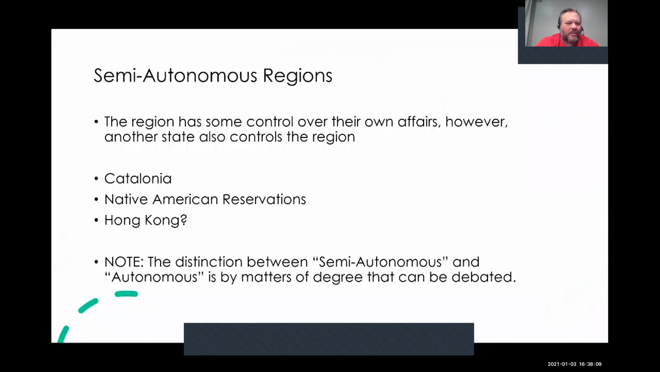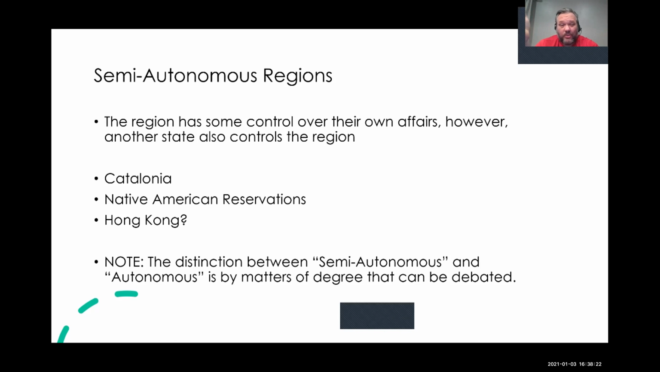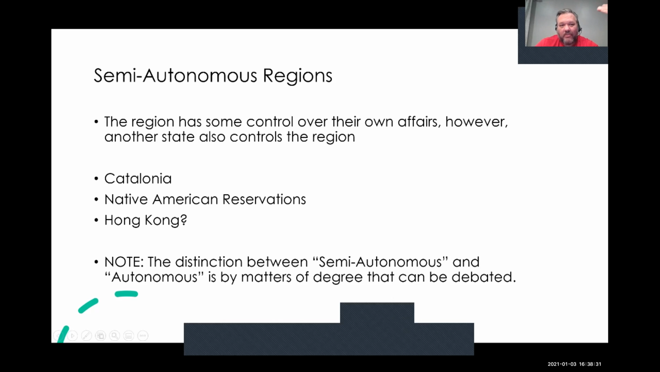Okay, so you can see, again, when we talk about autonomous and semi-autonomous regions, it is the degree of that autonomy. And so there's no one hard and fast line to say, hey, this one's semi-autonomous and this one's autonomous. But when we look at those two, Taiwan and Hong Kong, Taiwan is definitely more autonomous than Hong Kong, and they each have their own issues surrounding their level of autonomy and why China might like to rein that autonomy in some. Again, semi-autonomous, same kind of thing, but they just have less control.